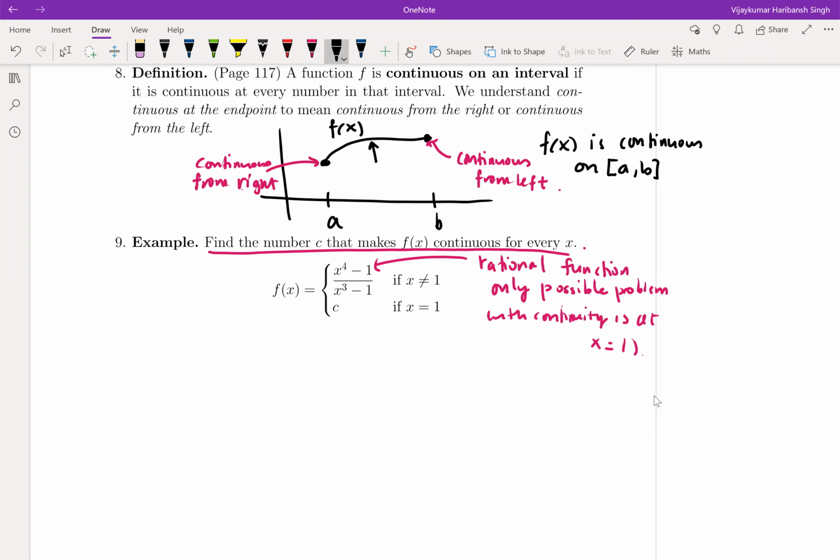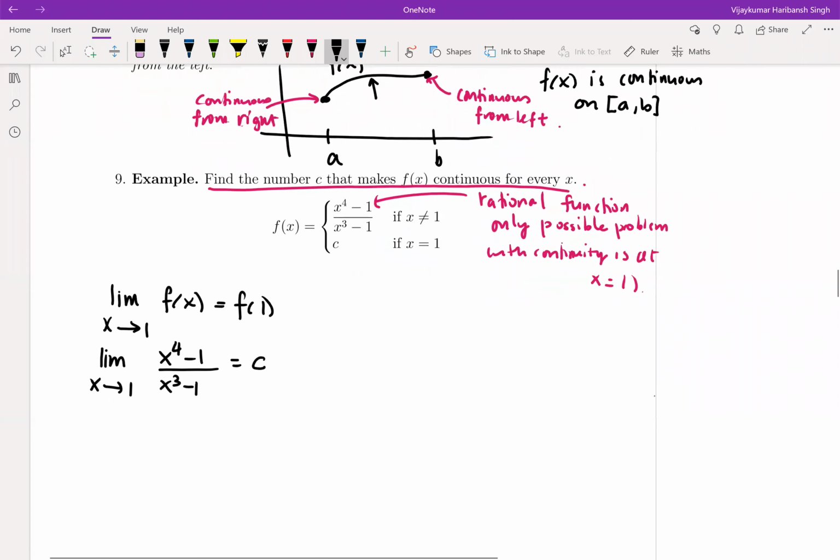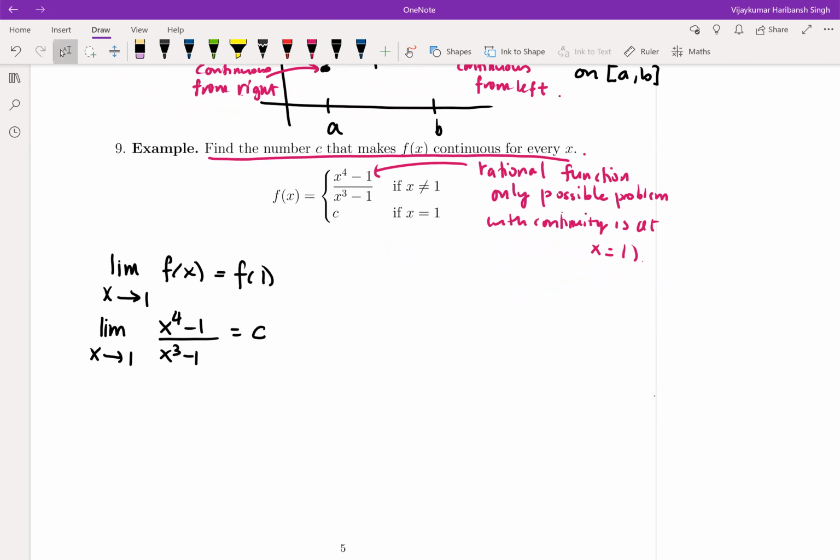So let's look at this. The limit as x goes to 1 of f of x should be equal to f of 1 for continuity at 1, right? If f is to be continuous at 1, then this limit should be equal to f of 1. So we have the limit as x goes to 1 of (x^4 minus 1) upon (x cubed minus 1) should be equal to f of c if this function is continuous at x equals 1. So now let's try to find out the value of c from here if it exists.